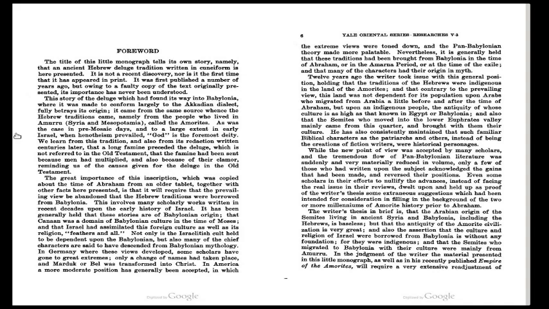The great importance of this inscription, which was copied about the time of Abraham from an older tablet, together with other facts here presented within this book, is that it will require that the prevailing view be abandoned that the Hebrew traditions were borrowed from Babylonia. This involves many scholarly works written in recent decades upon the early history of Israel. It has been generally held that these stories are of Babylonian origin, that Canaan was a domain of Babylonian culture in the time of Moses, and that Israel had assimilated this foreign culture as well as its religion, feathers and all. Not only is the Israelite cult held to be dependent upon the Babylonian, but also many of the chief characters are said to have descended from Babylonian mythology.